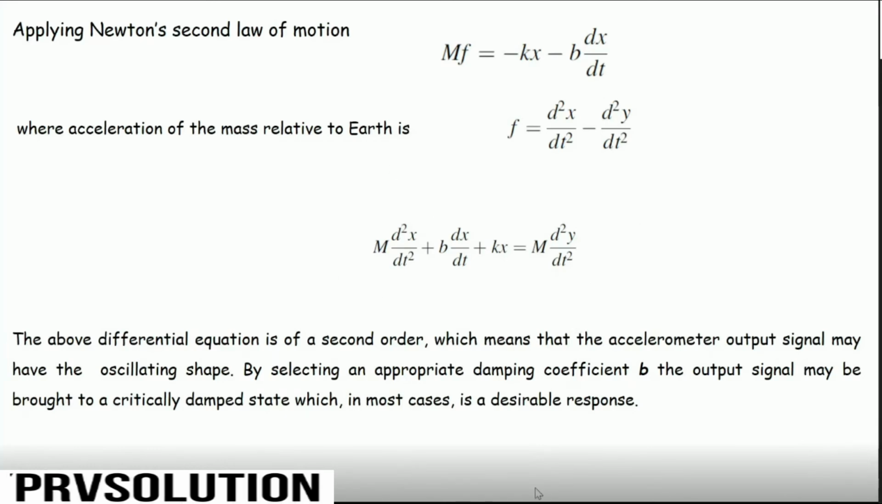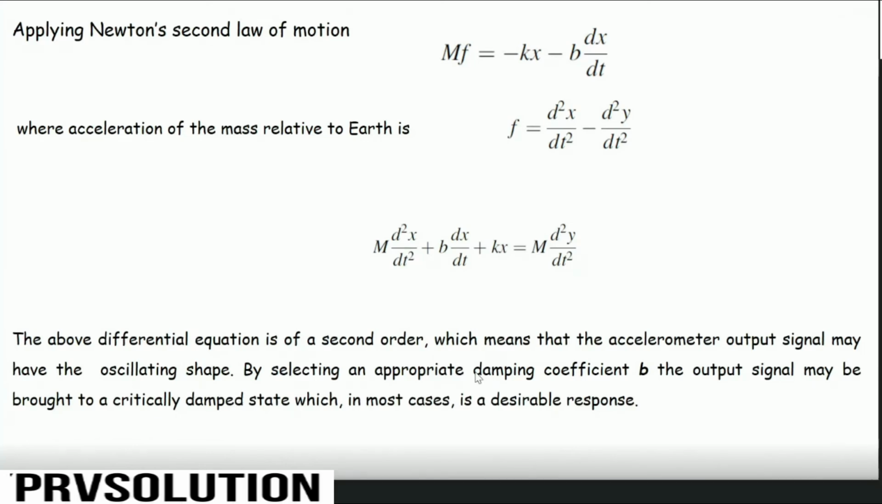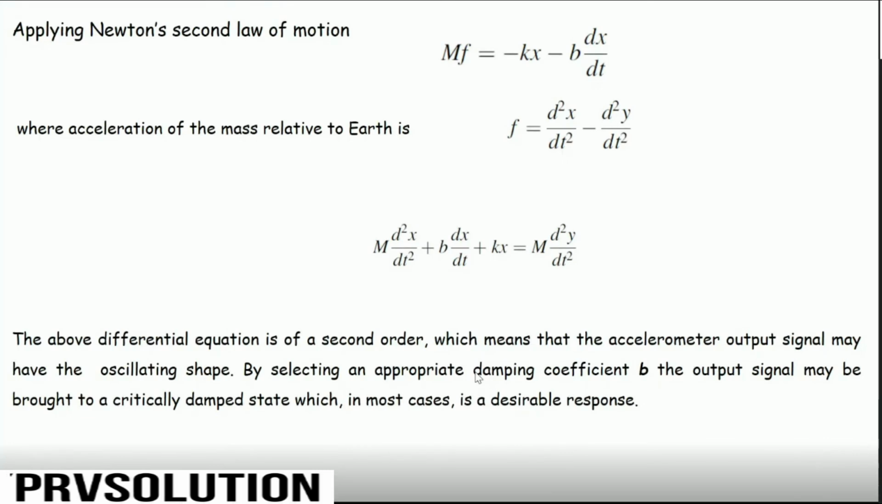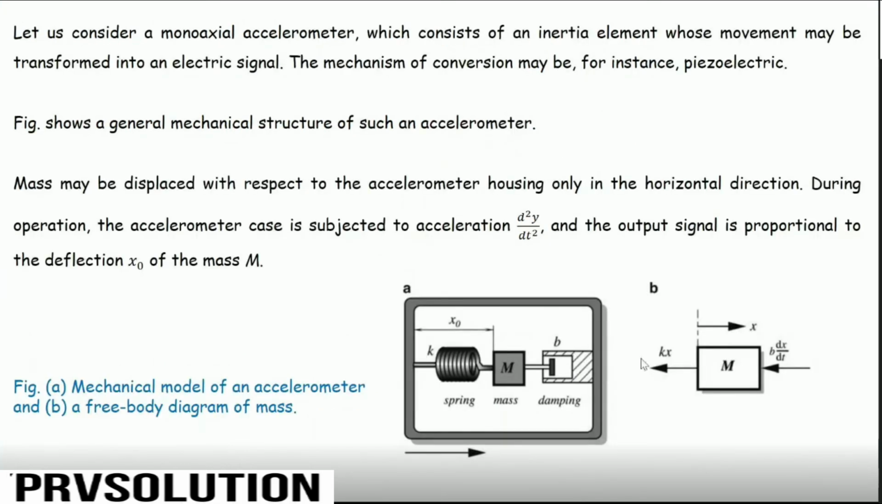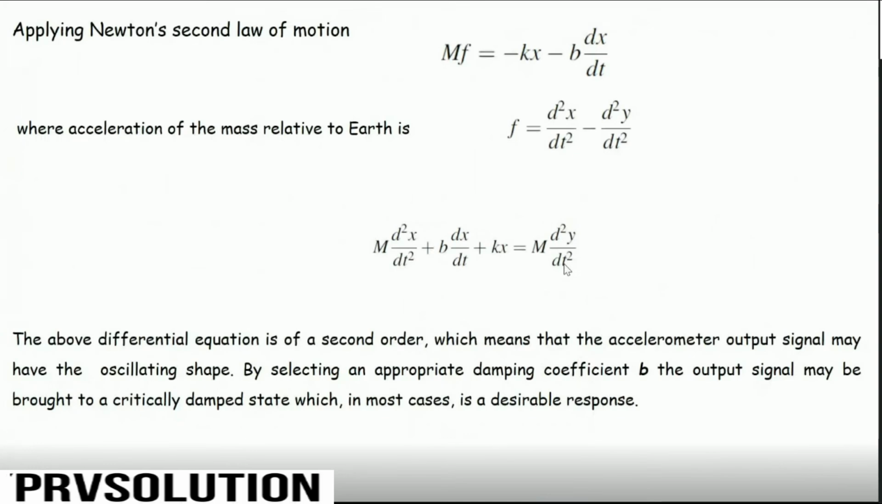So this equation is of second order, which means that the accelerometer output signal may have an oscillating shape. By selecting an appropriate damping coefficient B, the output signal may be brought to a critically damped state. Damping means that if there is some fluctuation in the output, meaning oscillating nature, some force is required to keep these oscillations minimum. By selecting that damping force B, we can restrict the oscillations to get a stable output. So this is just one example.